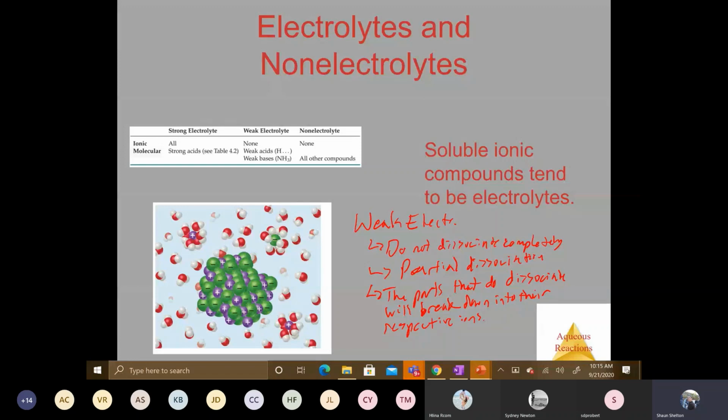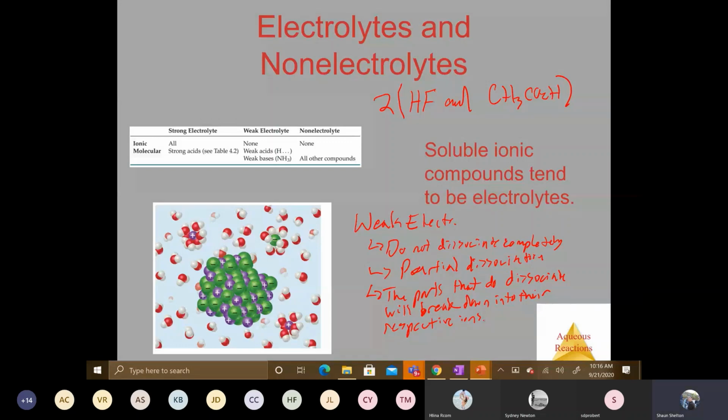So there are 2 that you need to remember, okay? And this is on the things I should know handout. Now these are 2 acids, but there's a lot of different compounds that are weak electrolytes, but there's 2 of them that I ask you to remember. The first one is hydrofluoric acid, and the second one is acetic acid. Both of these are weak electrolytes. Both of these will not dissociate completely.